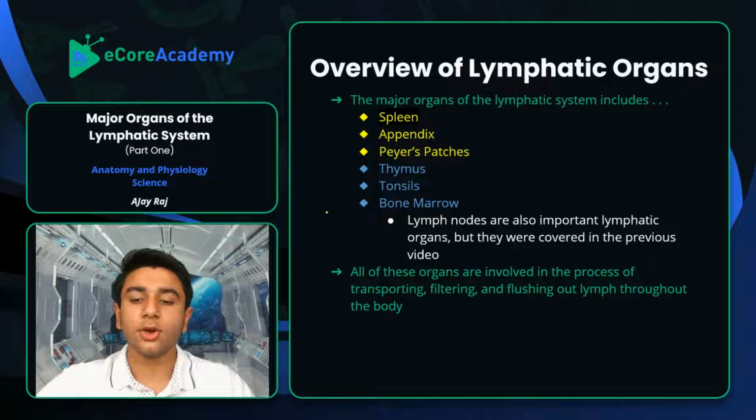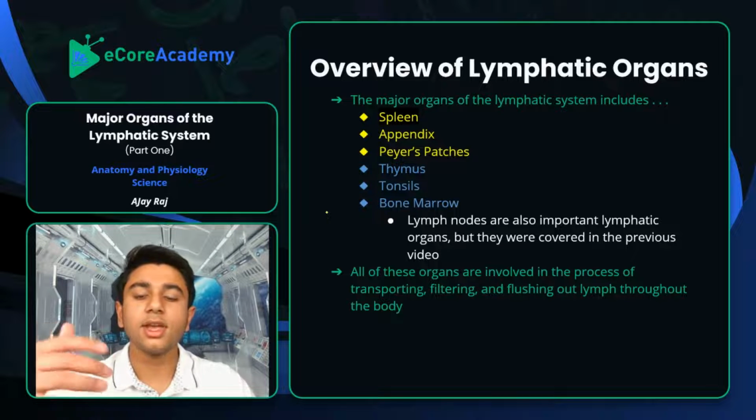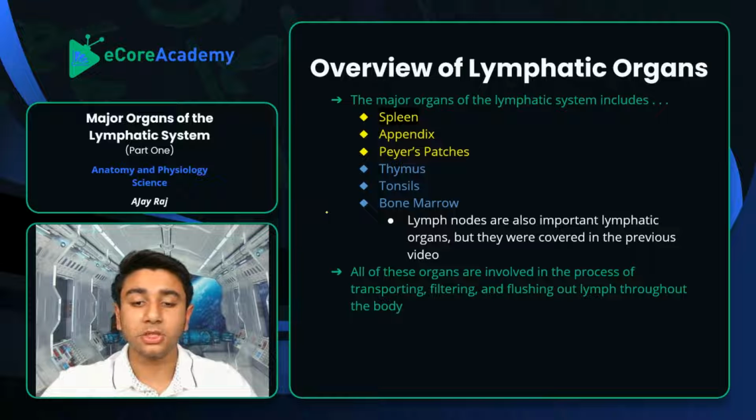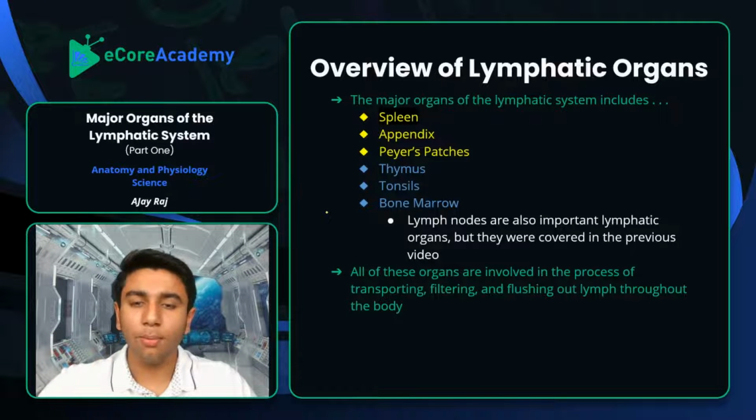All of these organs are involved in the process of transporting, filtering, and flushing out lymph throughout the body. Like the spleen and appendix, they work differently from, for example, the Peyer's patches and bone marrow. However, they still have one objective, and that's the whole purpose of anatomy and physiology. We're looking for systems that have one desired purpose, one objective in mind, and that work together or have similar characteristics to be characterized under that given system. So in this case, they're all combining together to influence lymph circulation, filtering, and the flushing out of lymph itself.